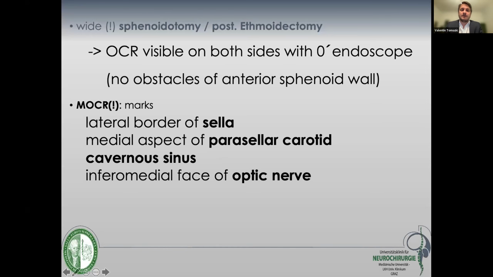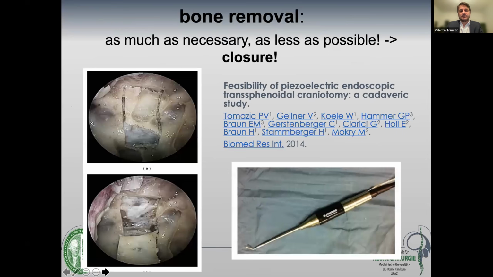Be aware of the medial opticocarotid recess, because it marks the lateral border of the sella, the medial aspect of the parasellar carotid and the cavernous sinus, and it is inferior medial to the optic nerve. So don't go lateral to that with cutting instruments, because then you may rupture these critical neurovascular structures.